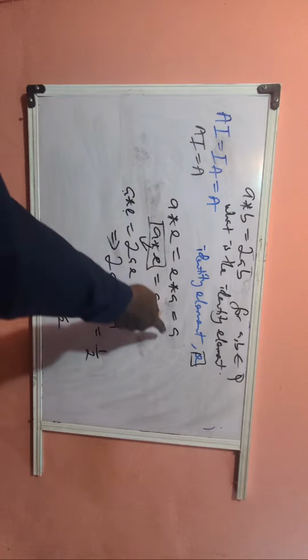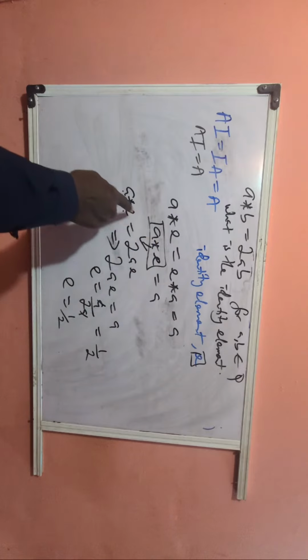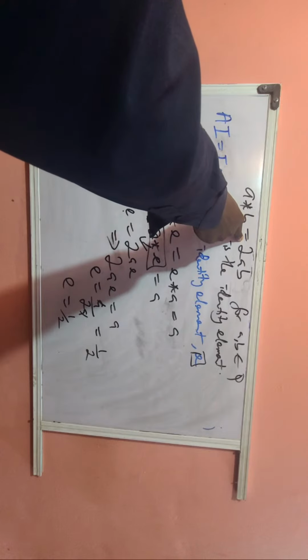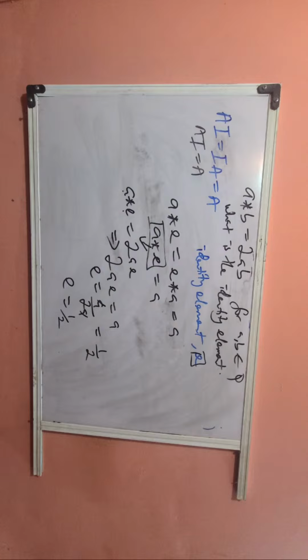So we had this general rule, and then we're able to bring just one of it, just for the sake of being able to calculate. And then A star E, we went on to use the initial function we had, and then we went on to produce our identity element as 1 over 2.